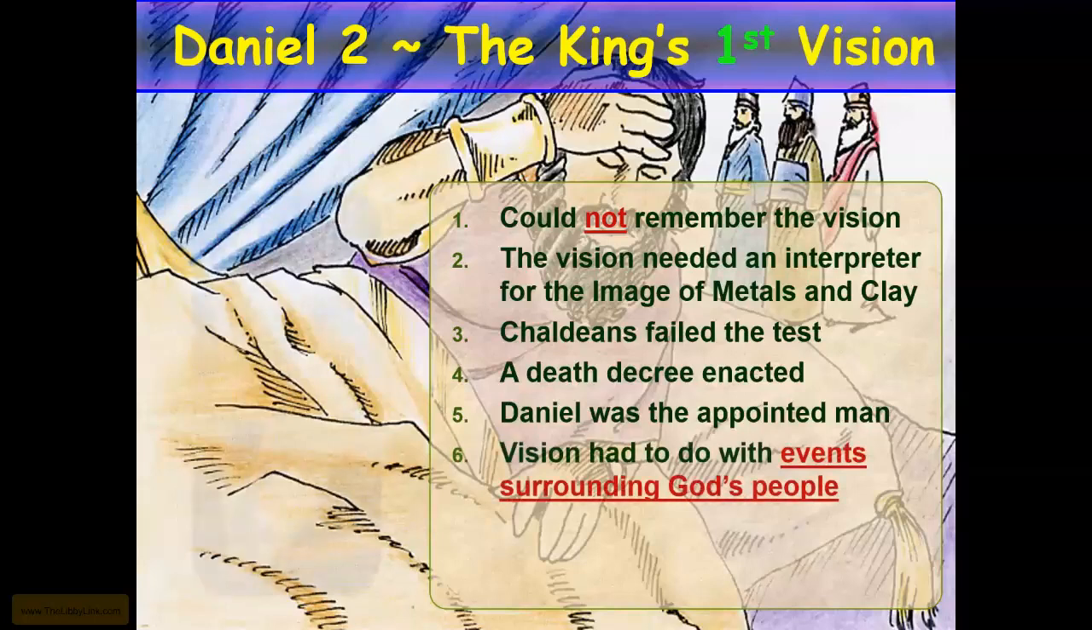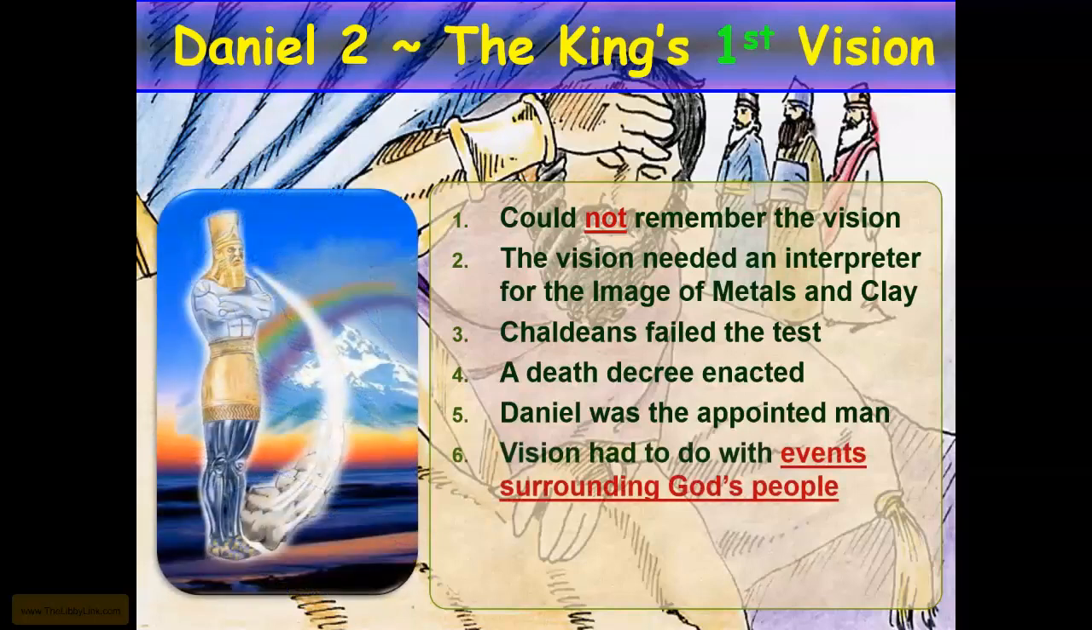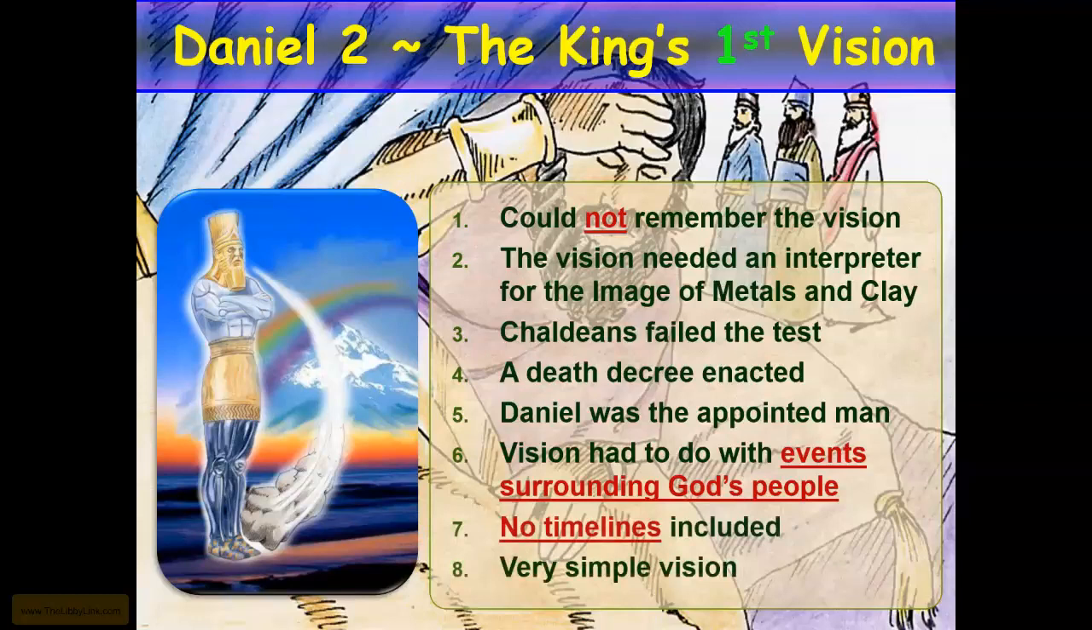This vision had to do with events surrounding Yahweh's people. There are no timelines included there. This is a very simple vision, as well as the prophecy for all succeeding visions. As you further your studies in prophecy, you'll see just how important this vision is.